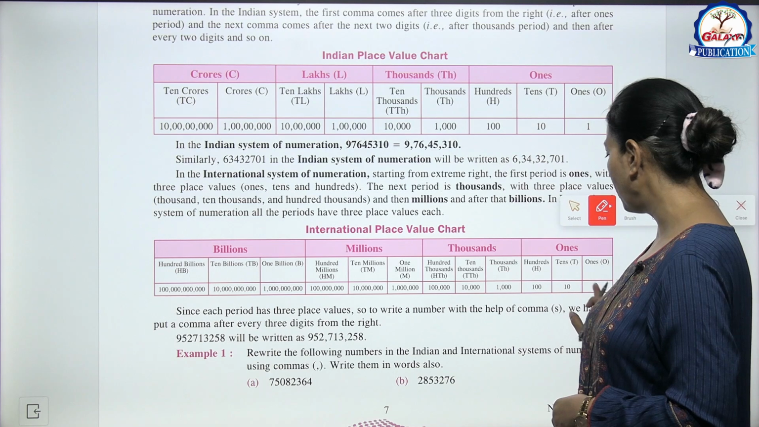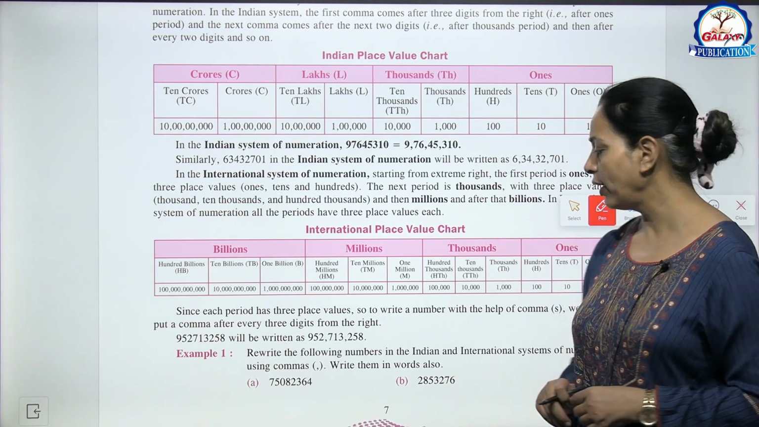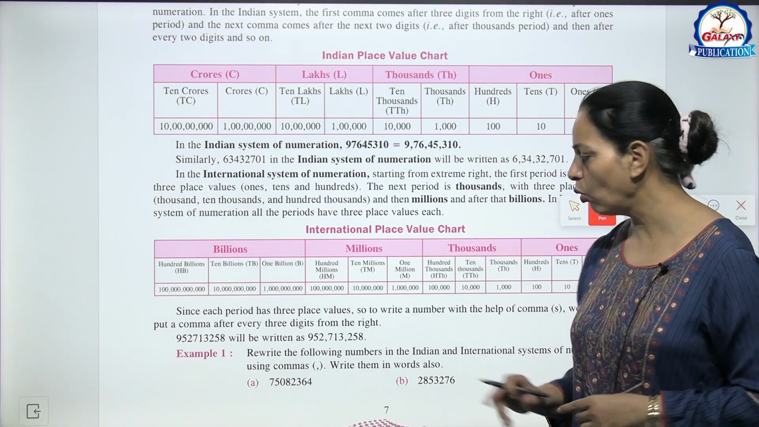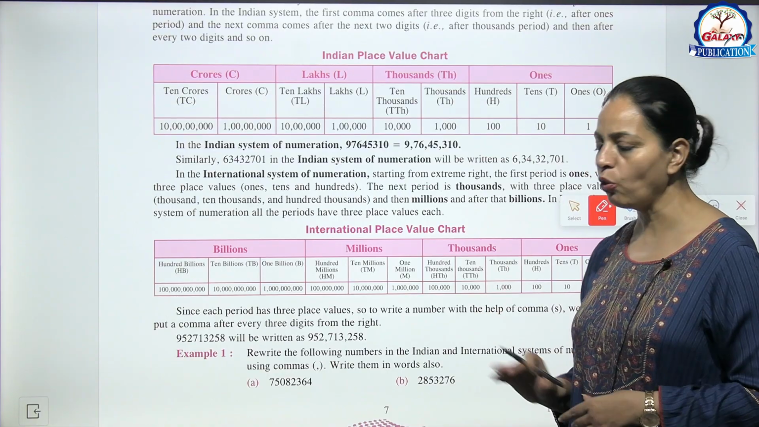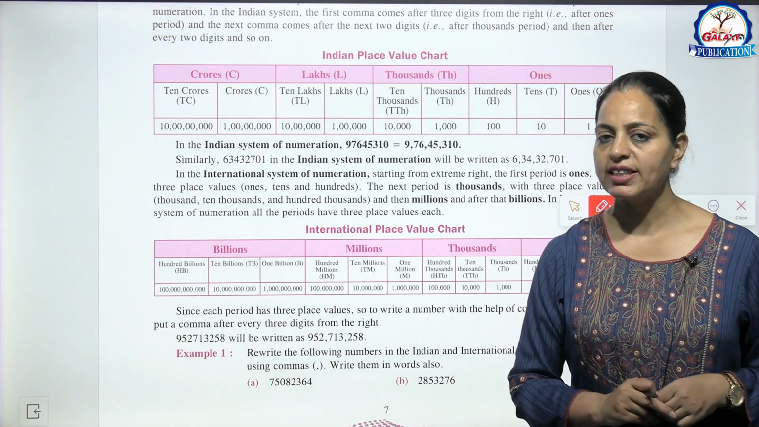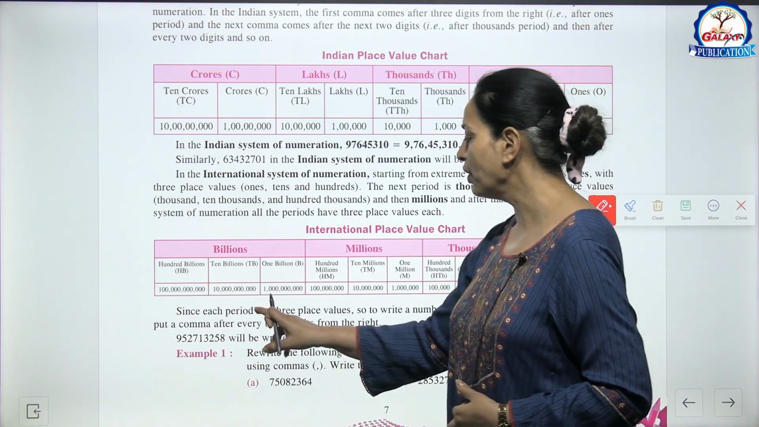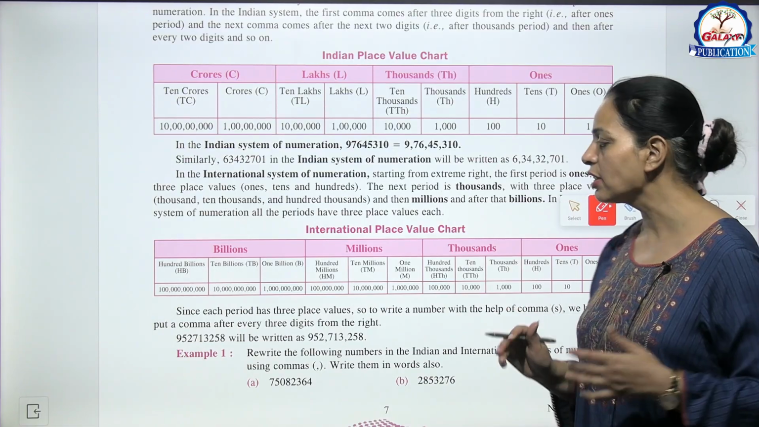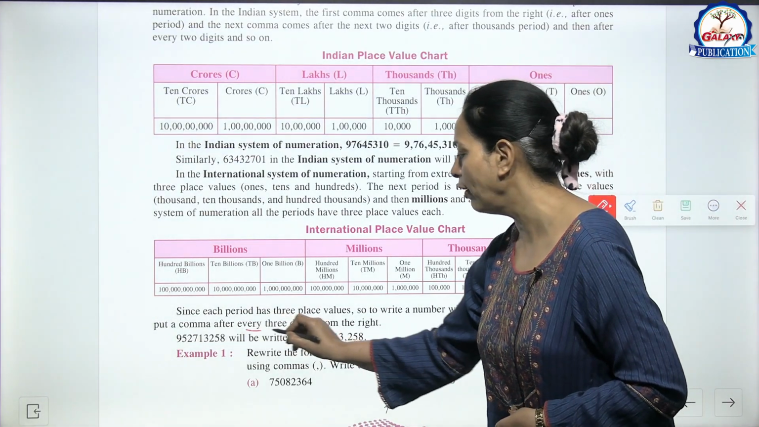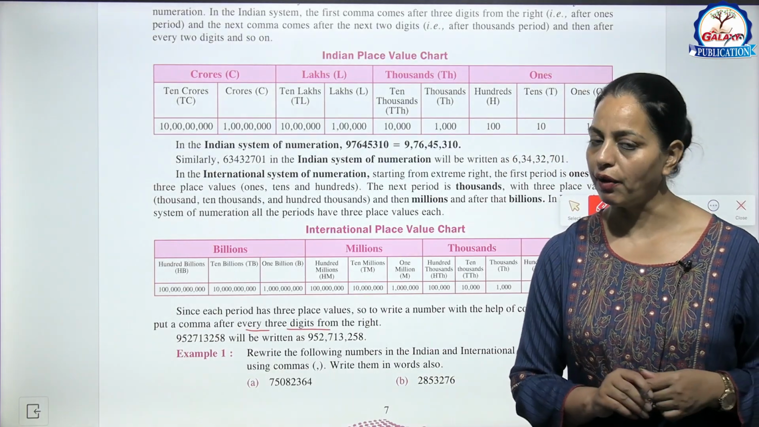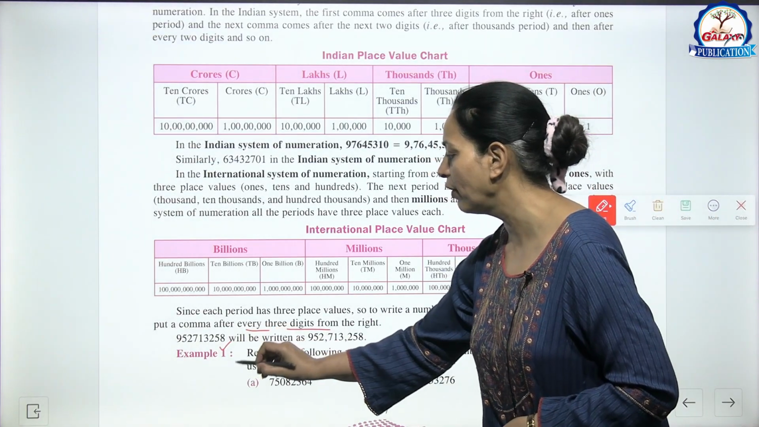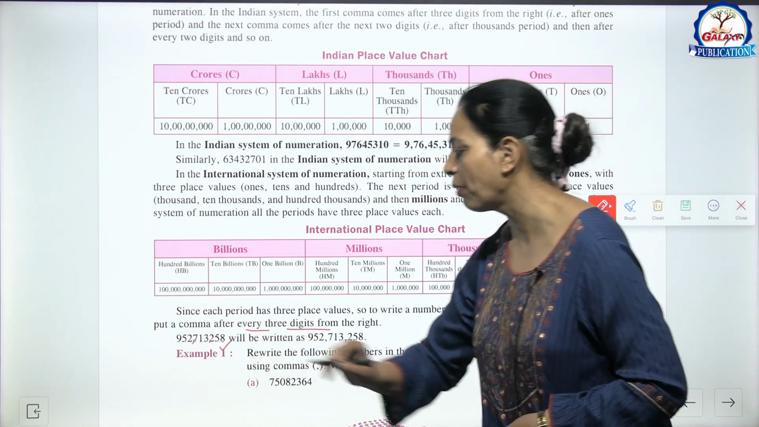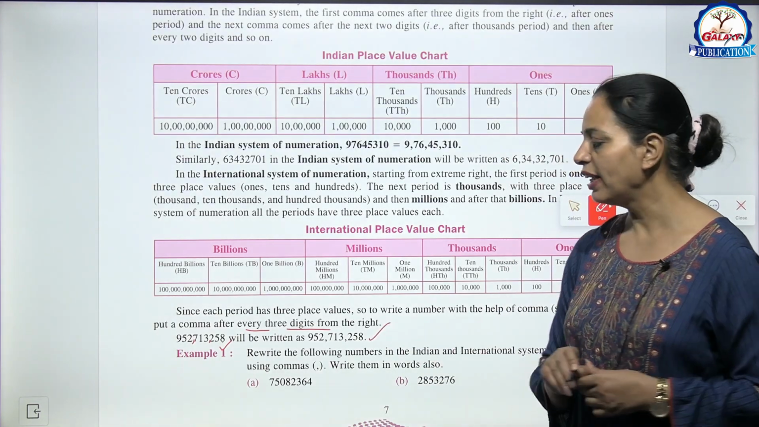And now here ones में 1, tens में 1 and 0, 100 में 1 and 2 zeros, 1,000 में 1 and 3 zeros, 10,000 में 1 and 4 zeros, ऐसे ही हम 1 1 zero increase करते जाएंगे. Since each period has 3 place values, to write a number with the help of commas, we have to put a comma after every 3 digits from the right. Like this number is given. So what to do here? 1 2 3, put the commas, 1 2 3, put the commas like this. So you will get like this.